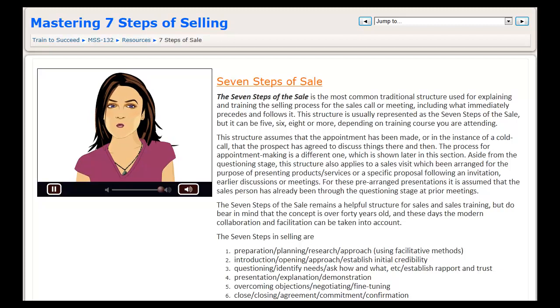This structure assumes that the appointment has been made, or in the instance of a cold call, that the prospect has agreed to discuss things there and then. The process for appointment making is a different one, which is shown later in this section. Aside from the questioning stage, this structure also applies to a sales visit which has been arranged for the purpose of presenting products/services or a specific proposal following an invitation, earlier discussions or meetings.